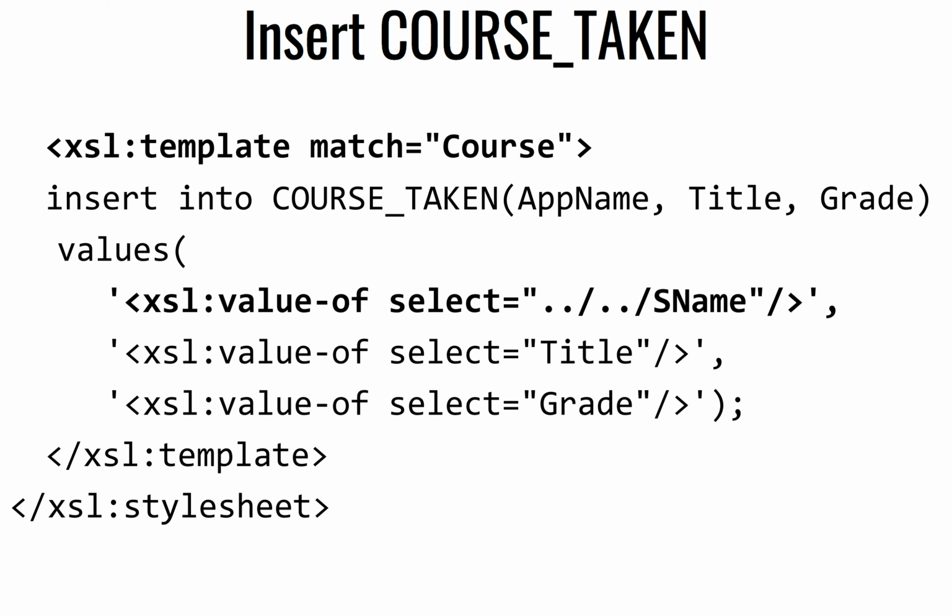So from the course that we're in, we can navigate up to our parent, right? Go up to the courses, go up to the student, and then down to the student name that is inside of the student. So we can fetch the student name, and then replace this string with the value of the student name, right? Now the title and the grade are fields inside of the course, so that's why here we don't use any slash or dot dot or anything, we're already in the course that we're in, right? And this generates the inserts for importing all the courses and the students into a relational database.